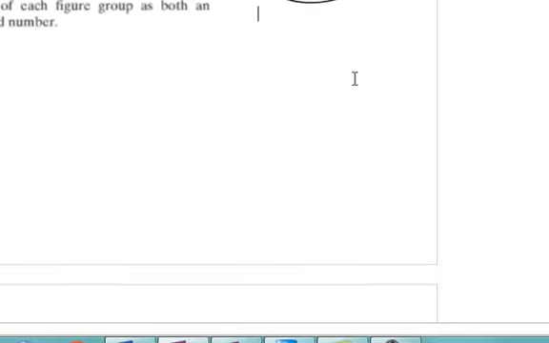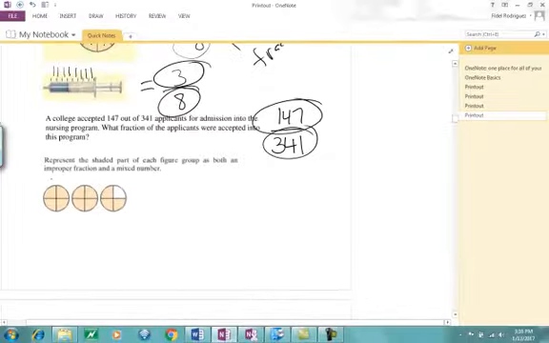Now, when I look at the next part, it says represent the shaded part of each figure as an improper fraction and a mixed number. Well, an improper fraction means that the number on the top now is going to be greater than or equal to the number on the bottom. So as an improper fraction, I'm going to count the number of shaded pieces. 1, 2, 3, 4, 5, 6, 7, 8, 9, 10, 11. Now each of those circles is cut up into 4 pieces. So this would be 11 out of 4.